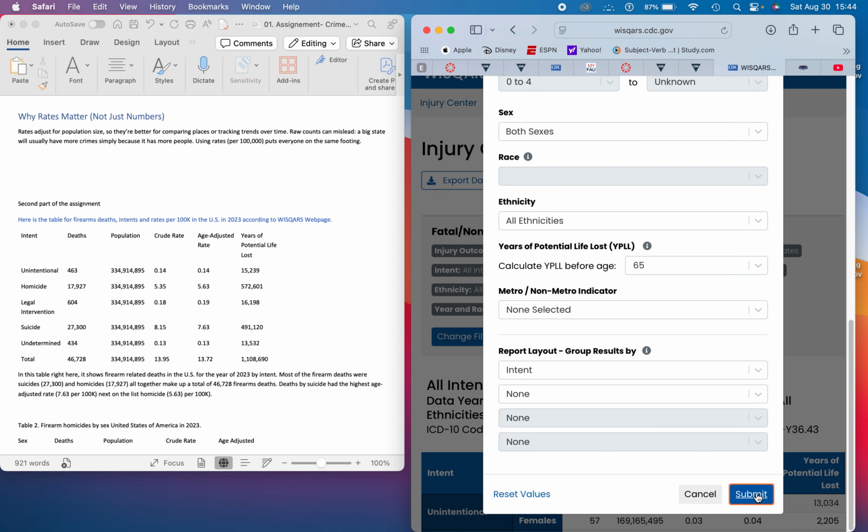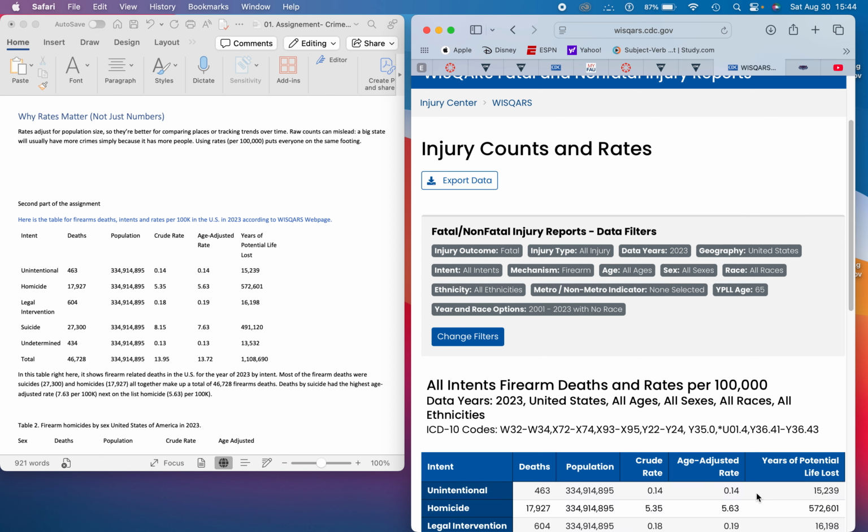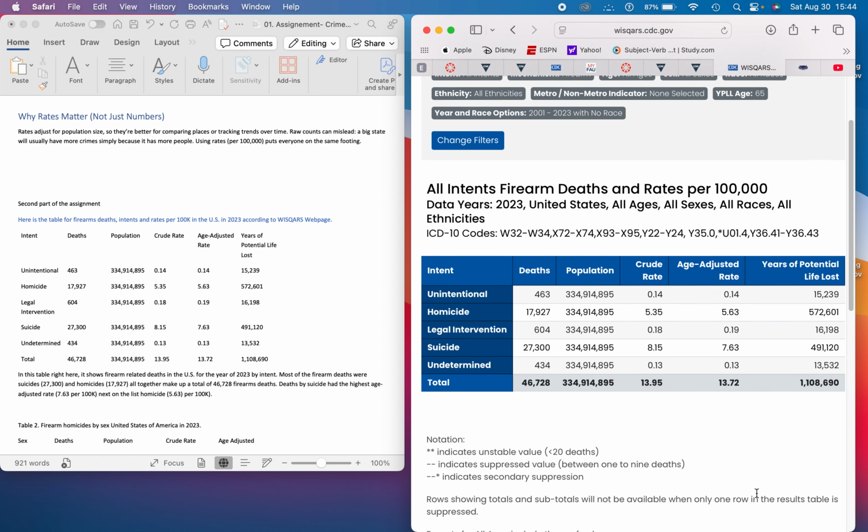And submit. If you could see, compared to my table right here, unintentional death 463, and homicide 17,927, and here everything's matched, as you can see, and the totals right here. This is where I get the numbers from, and this is what they presented to us.